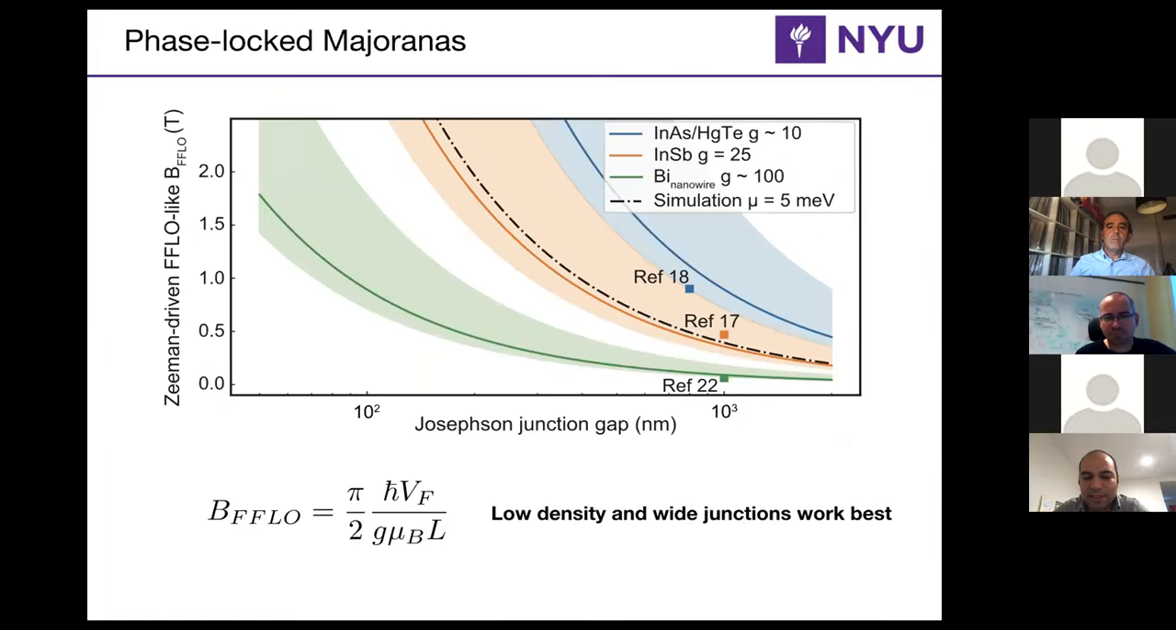We have it in our table. So the Fermi velocity is smaller in indium antimonide because the density is generically lower. The L is actually quite large in that paper, about a micron. I guess it must be the orange graph that I'm showing on reference 17. And then you expect about 0.6 Tesla to actually drive it to a BFFLO, and it totally makes sense.